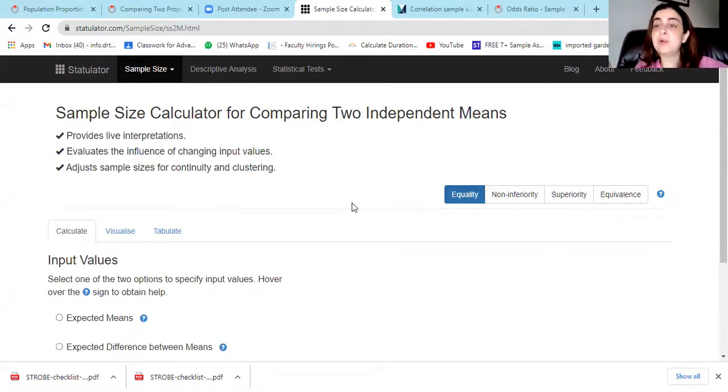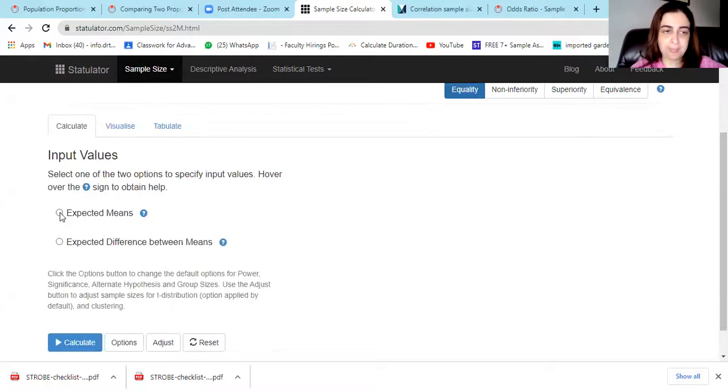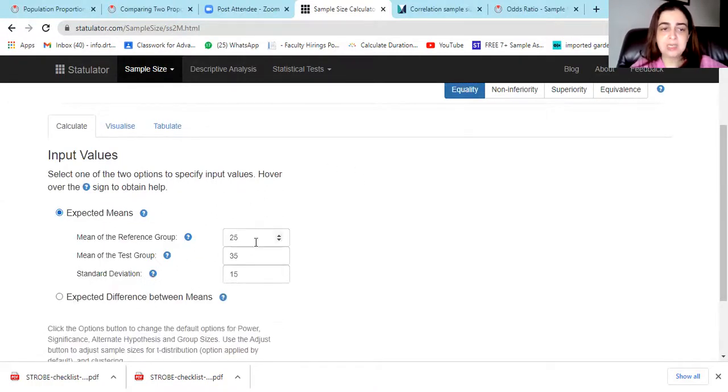So you take a paper from one of the other countries where this research has been done and use the findings from that. Or you would have carried out a pilot study to get those samples. So what does this calculator require? Expected means, mean of the reference group and the test group. So just one group and the other group.